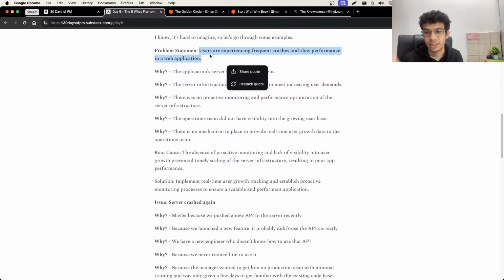Here we have a problem statement, or a surface level issue that has arisen and us trying to solve for it. The example problem statement is: users are experiencing frequent crashes and slow performance in a web application. So as a user or a PM who has been introduced to this problem statement, a surface level issue reported from a bug recently on your platform, where do you go from here to figure out the root cause of this issue? The problem statement is a little vague, I understand, but let's try the five whys from here.